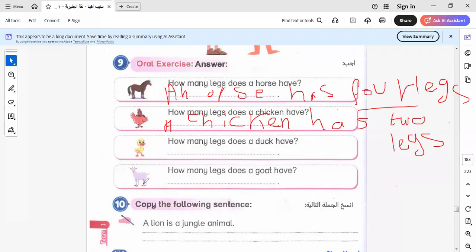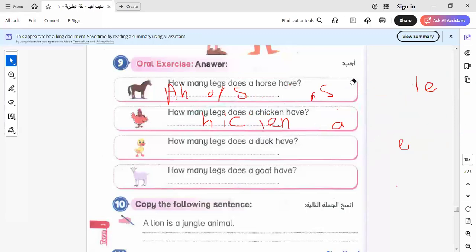The goat, how many legs does it have? Four legs. A dog, how many legs does the dog have? The dog has two legs. I answered two of them, and I will leave the rest for you to do by yourself as homework. I will leave you the link of this book below the video to download it and answer the questions again. Okay, let's go to another one.